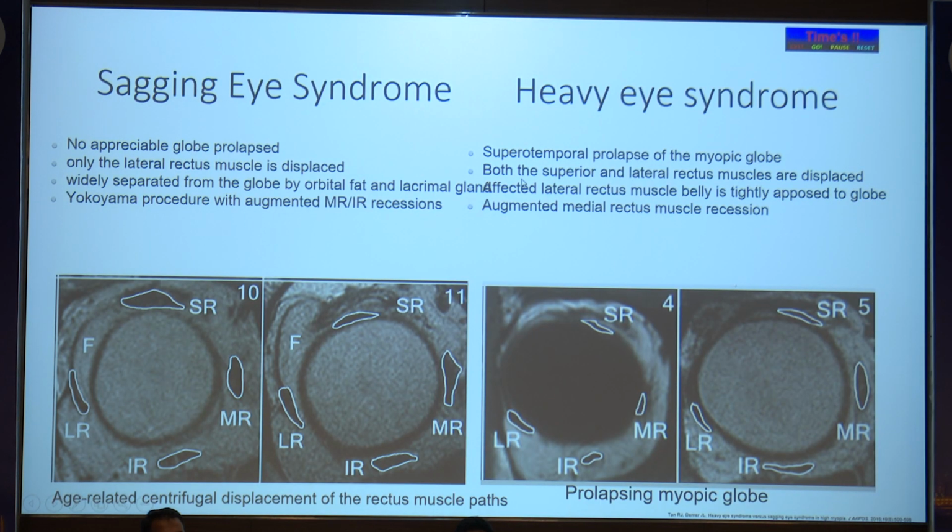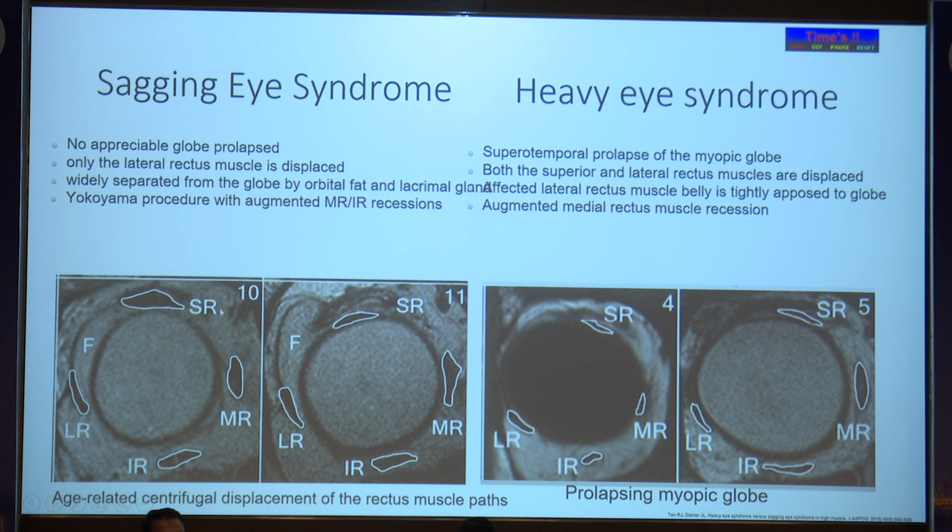And this is an important condition where you can identify by doing an MRI: sagging eye syndrome and heavy eye syndrome. Basically both the patients have myopia. But how do you differentiate whether it is a sagging eye syndrome or heavy eye syndrome? Basically there is no appreciable prolapse of globe. This is a sagging eye syndrome. You can remember it as S for S. There is soft tissue prolapse.